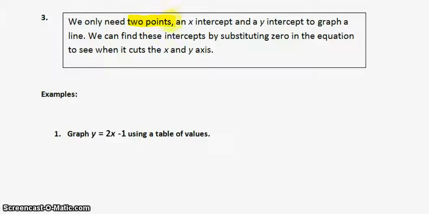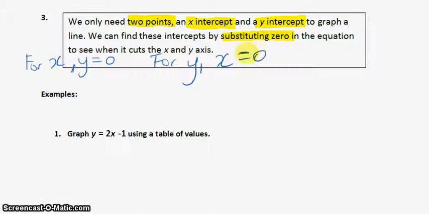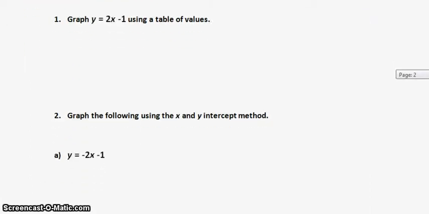You only need 2 points to make a graph, where it cuts the x and where it cuts the y. And we do that by, for x-intercepts, letting y equals 0, for y-intercepts, let x equals 0. And remember, you need to write that down. So basically, for x-intercepts, we let y be 0, and for y-intercepts, we let x be 0. And then we solve those two equations and figure out the x and y-intercept. Okay? So that's what we're looking at.